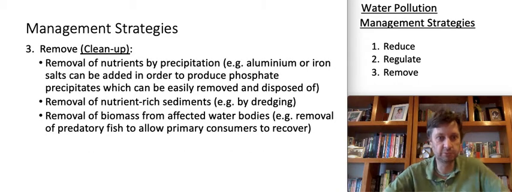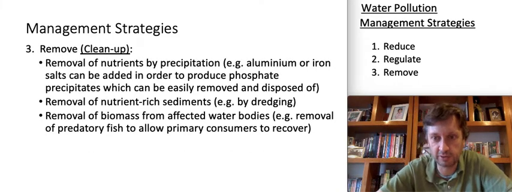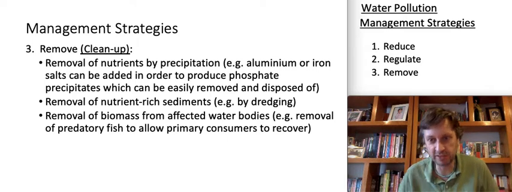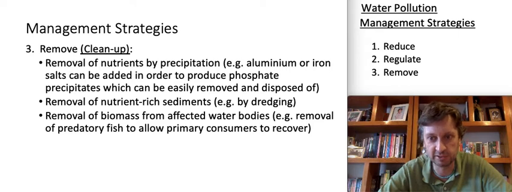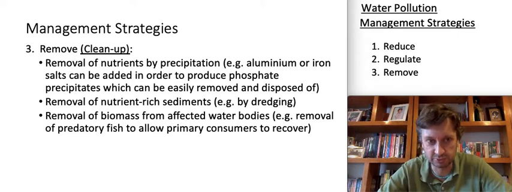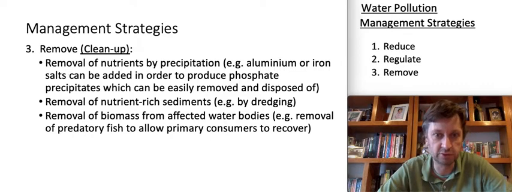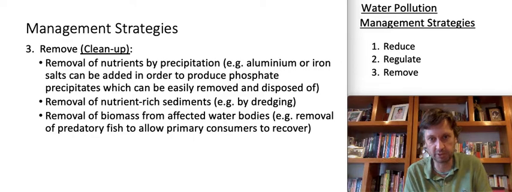Okay, and then finally, number 3, removal, cleanup. When we look at evaluating these things, probably the last thing you want to have to do is remove the pollution once it's occurred. You want to try and stop it happening in the first place. So in some ways, removal is a last resort. So you could remove the nutrients that are present in the water by precipitation, similar to what I said before about sewage works.